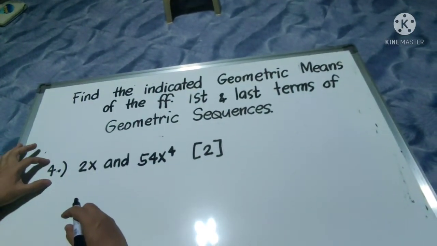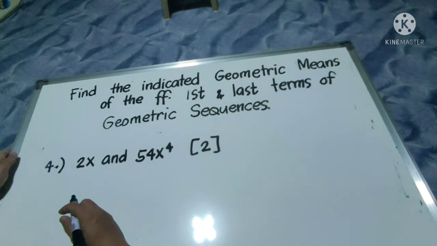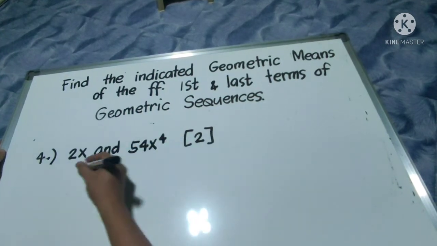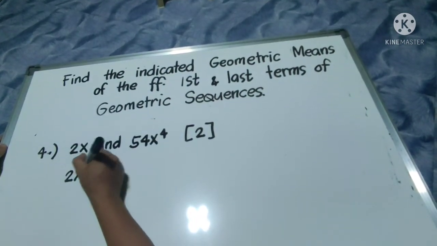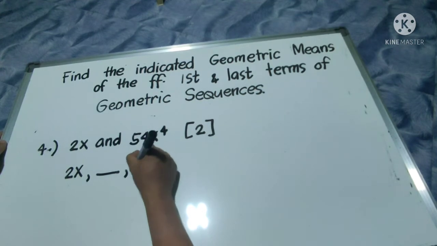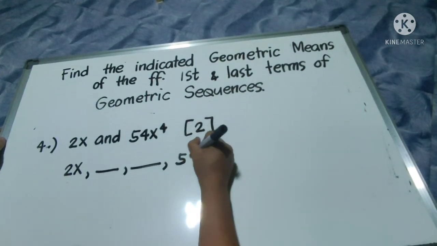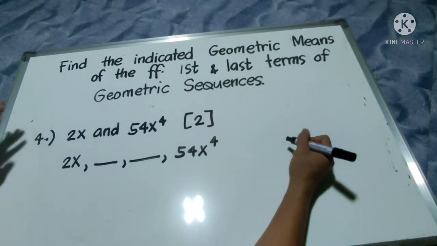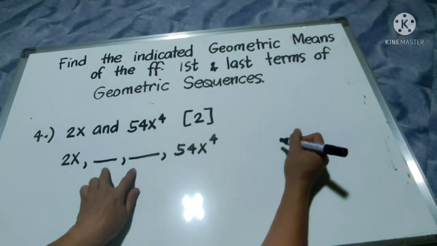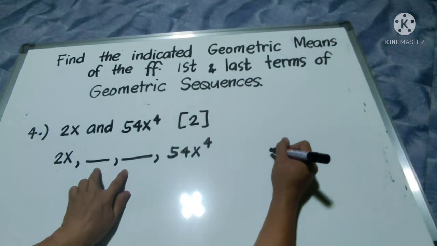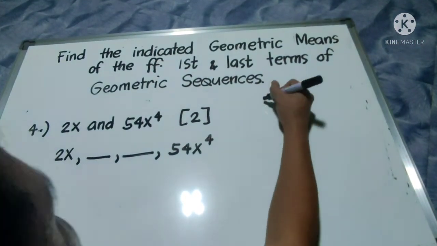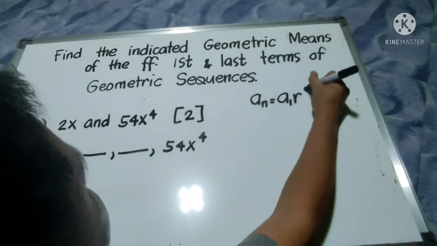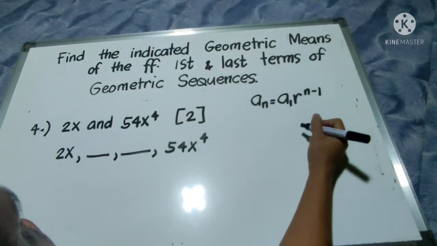Now for our fourth example, let's have 2x times 54x to the exponent of 4. We're going to insert 2 geometric means. So to illustrate that, you'll have 2x, then make 2 blanks, then 54 times x to the exponent of 4. Okay? So we cannot use the shortcut here since there are 2 geometric means unknown. So we will be using the formula a sub n is equal to a sub 1 r to the exponent of n minus 1.